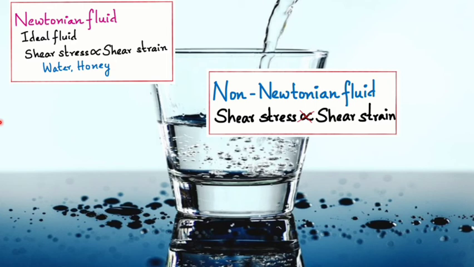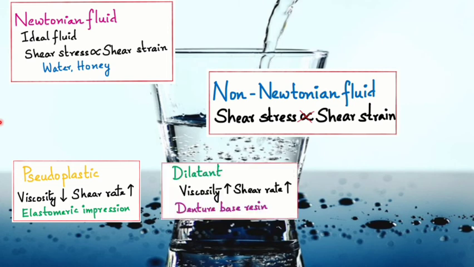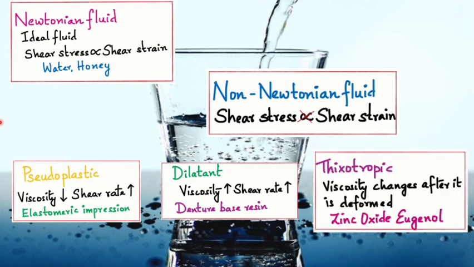Here, three scenarios are going to arise. First is a condition where the viscosity decreases when the shear rate increases. This is a pseudoplastic material. The most common example is the elastomeric material. Next is the dilatant, where viscosity and the shear rate are proportional to each other, as with your denture-base resin. Last one is a thixotropic material, where the viscosity is one value before deformation, and after deformation the viscosity changes. The most common example is the zinc oxide eugenol material.